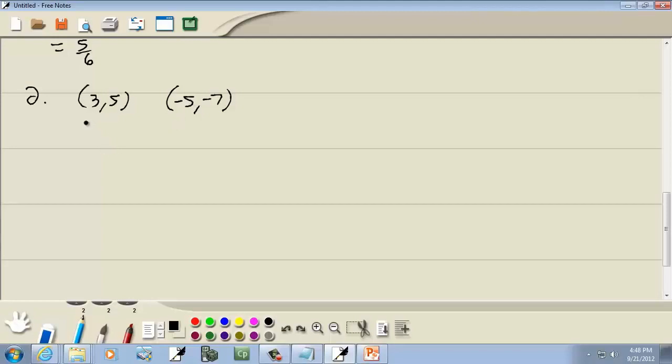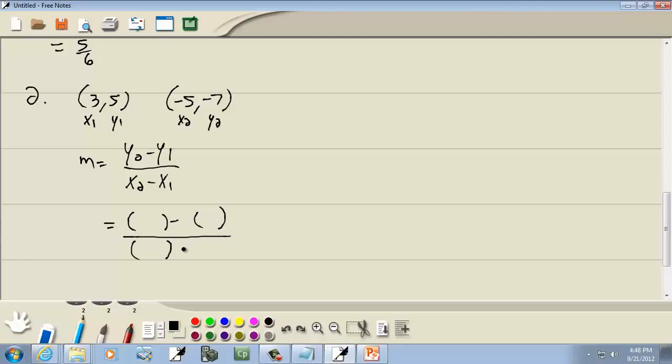Well, if given 2 points, this is x1, and this is y1, and this is x2, and this is y2. And our slope is given by this formula, y2 minus y1 over x2 minus x1. It's a good idea to go through and replace your variables with sets of parentheses as your first step. And then we'll plug in our values. y2 is negative 7, y1 is 5, x2 is negative 5, and x1 is 3.